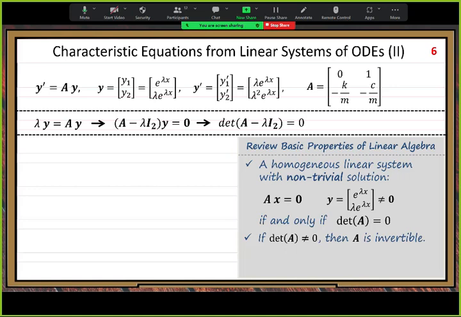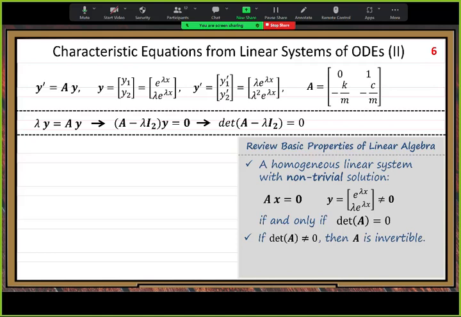Do you know this result? Jenny, do you know it? If the determinant of a matrix is not equal to 0, then this matrix is invertible. The other way around is also okay: if it's invertible, the determinant is not 0. So this is one result. Here I cannot prove it because it's too complicated, but it is a basic result.